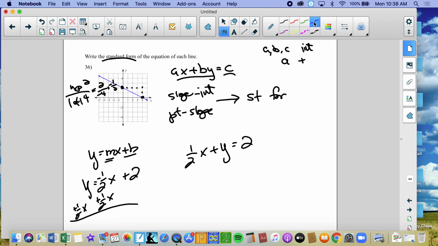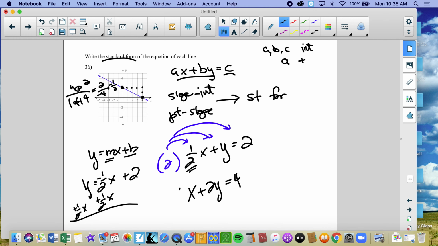So I'm going to multiply this by 2. I'm going to multiply everything by 2, and that gets rid of that fraction in my first one. So I'm left with x plus 2y equals 4. It's in standard form. A, b, and c are integers, and a is positive.